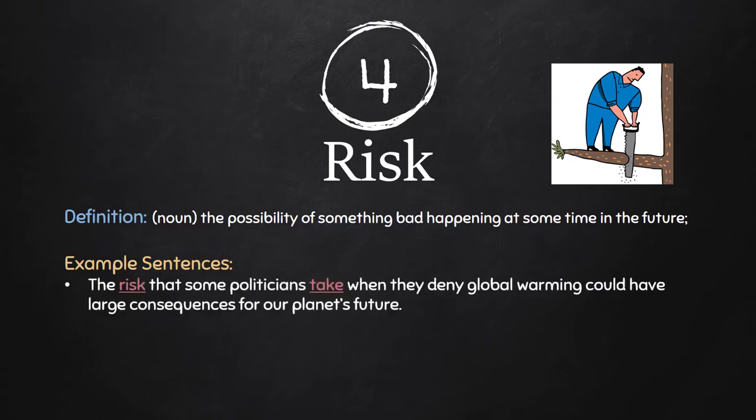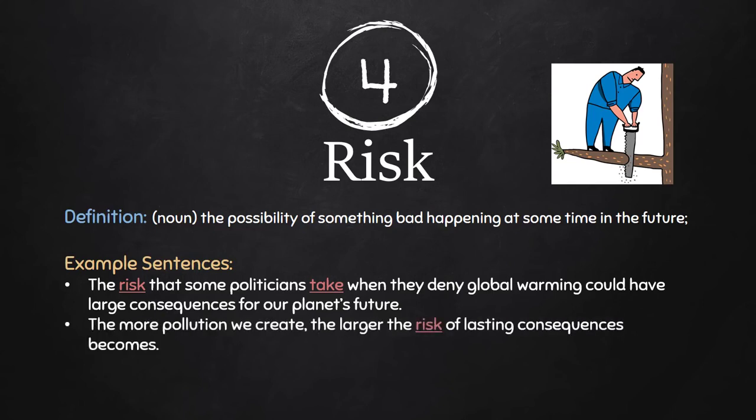Some example sentences. The risk that some politicians take when they deny global warming could have large consequences for our planet's future. What are consequences? Consequences are bad things that can happen. Okay? And why are we underlining take? Well, that's because risk and take go together. They collocate. They're a collocation. So we want to keep them together, so we've underlined and highlighted take as well as risk.